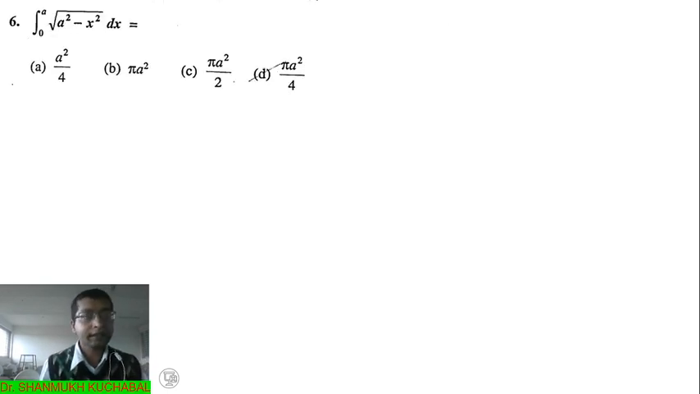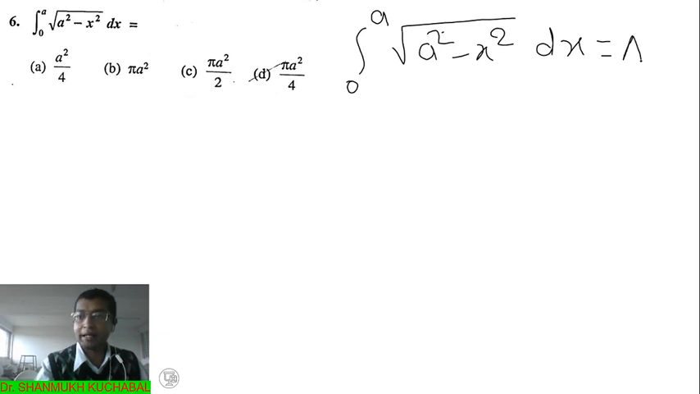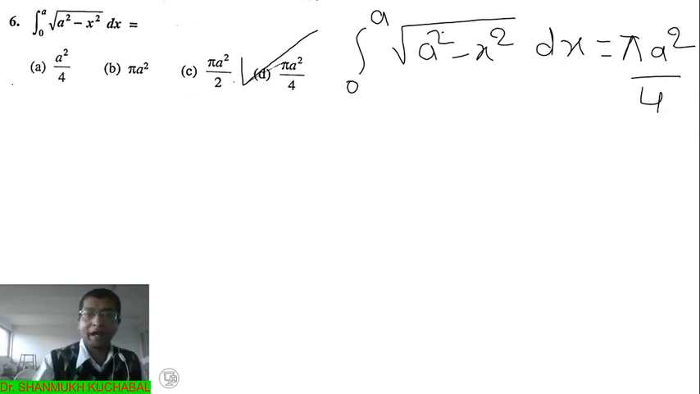Okay, further example number 6, integration from 0 to a of the square root of a square minus x square into dx. This is also a standard function. So integration 0 to a under the square root of a square minus x square into dx is pi a square divided by 4. Therefore option D, pi a square by 4, is the right answer.